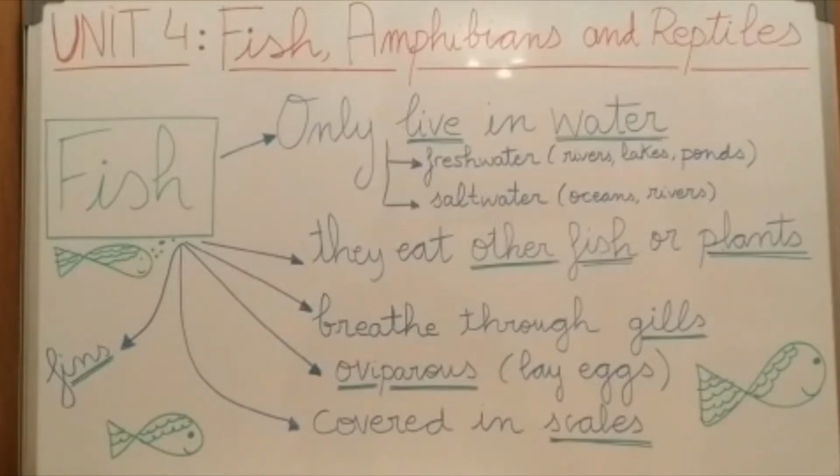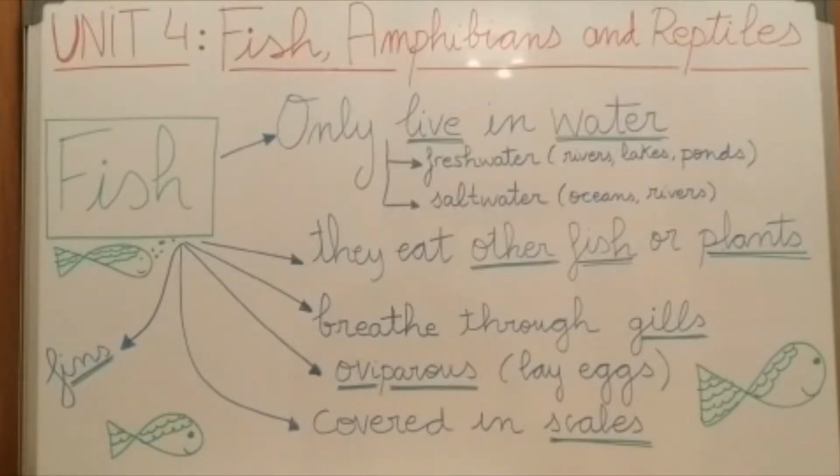Another characteristic about fishes is that most of the fishes eat other fishes. So that means that they are carnivores, okay? Do you remember that if an animal eats another animal, this is because they are carnivores. So you have to know that most of the fishes eat other fishes. Few of them eat plants.